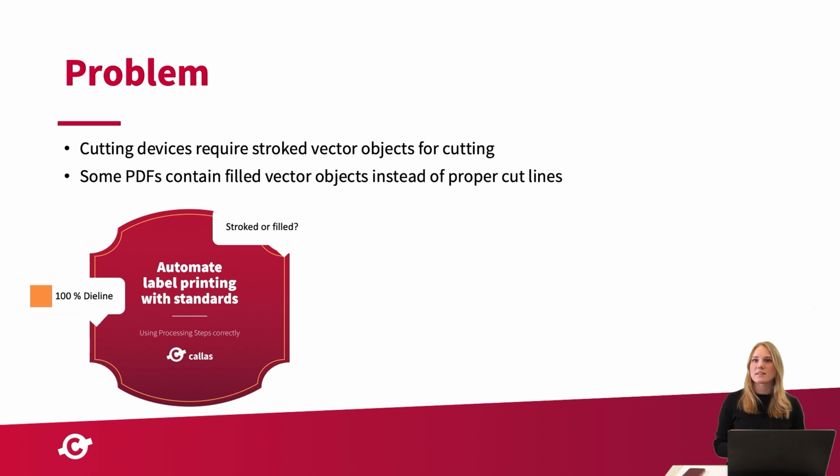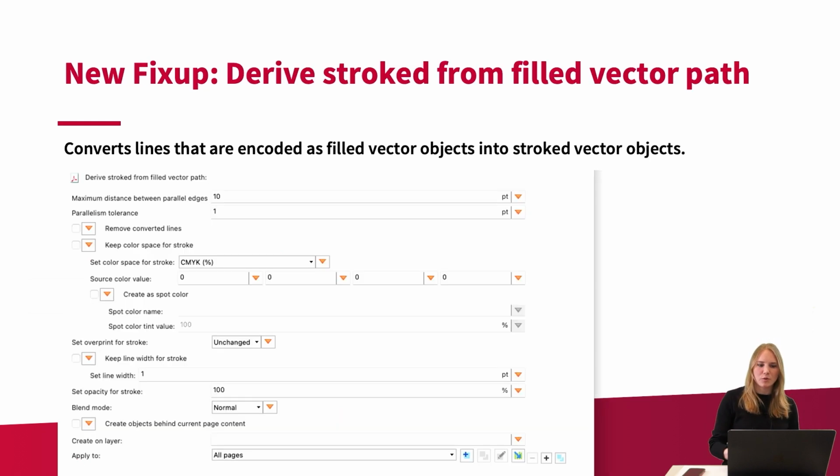So in both cases, it doesn't really matter because in both cases the cut line is not working. So with pdfToolbox, we added a new fix-up type called Derive stroke from filled vector path. And this converts lines that are encoded as filled vector objects into stroked vector objects.